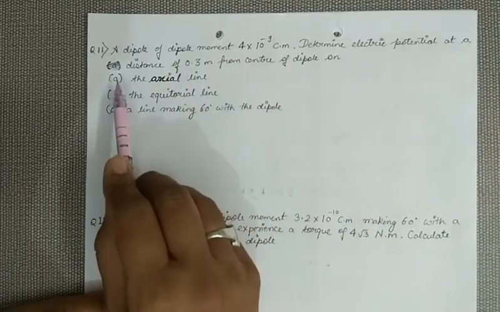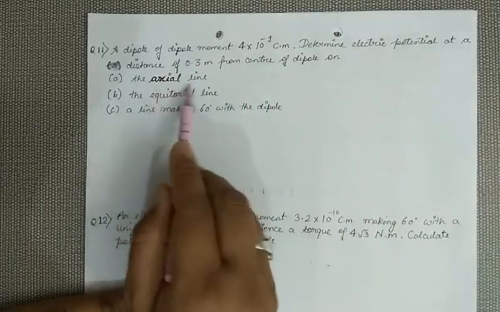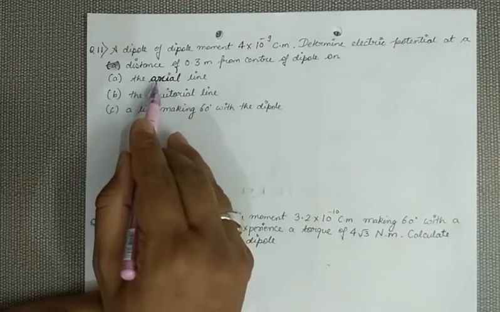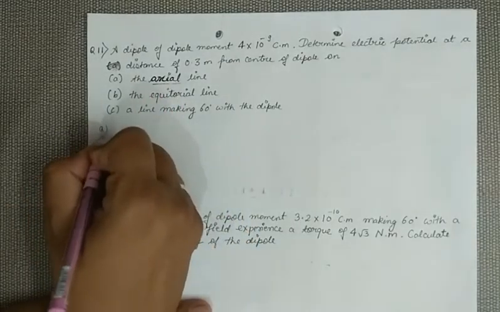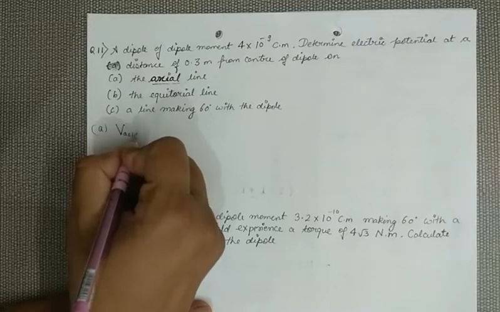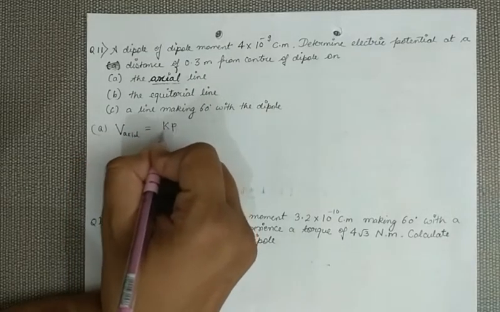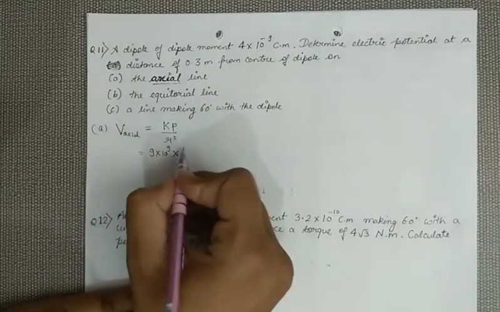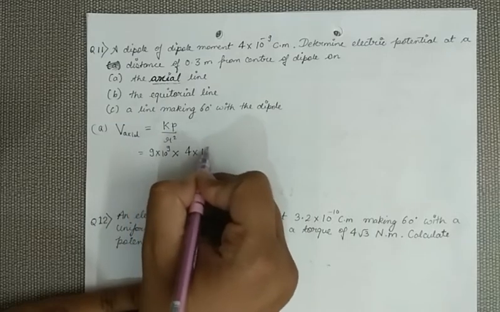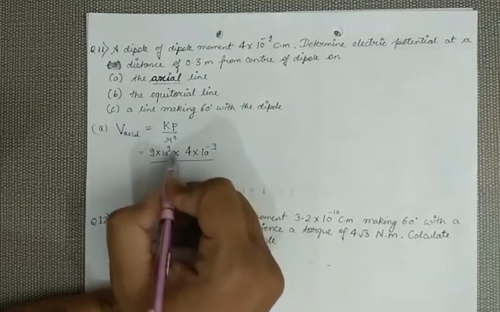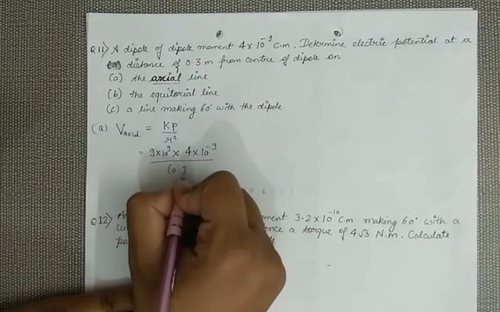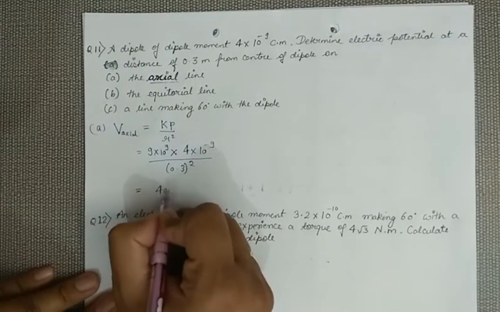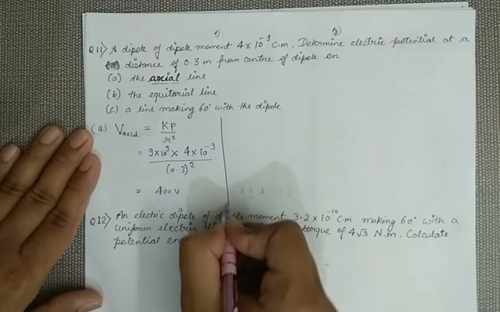And this time for the case number first, the point is on the axial line. Just try to remember, dipole is given, distance is given from the center, and we have to find at axial point. So if you remember, potential at axial point of dipole, it was k p by r square. Everything is given to us. K is 9 into 10 to the power 9. Dipole moment is 4 into 10 to the power minus 9. And the distance from the center is 0.3 meter only. So 0.3 is square. So on simplifying this, you will get your potential at axial is 400 volt.